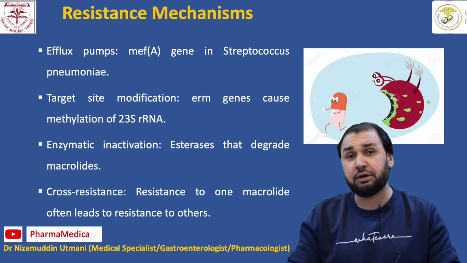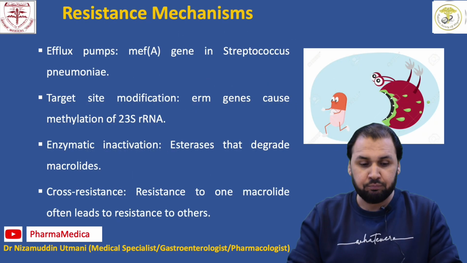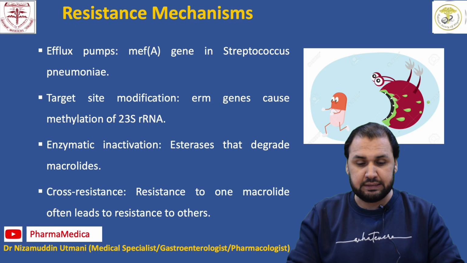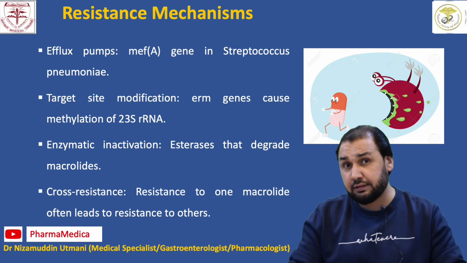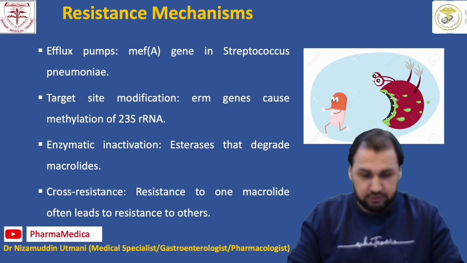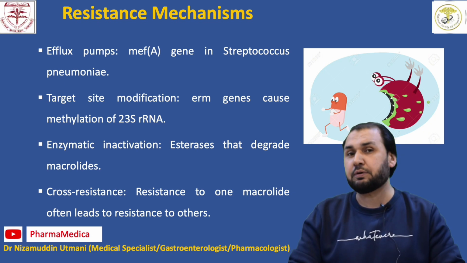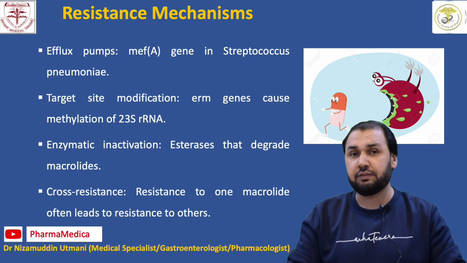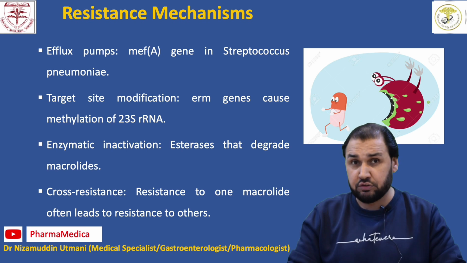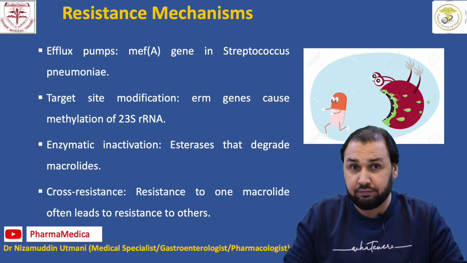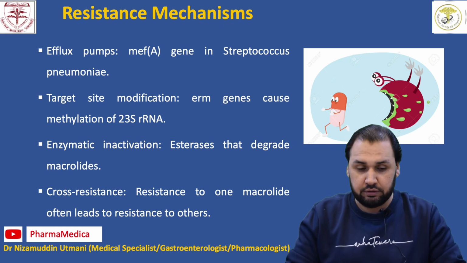Then how do bacteria develop resistance to macrolides? The bacteria may develop an efflux pump, or they may change their target site, or modification may occur at the target sites. There may be enzymes in the form of esterases that start metabolizing the drugs, and the bacteria develop resistance. And there may be cross resistance: if some bacteria develop resistance to one macrolide, they will definitely develop resistance to other macrolides.